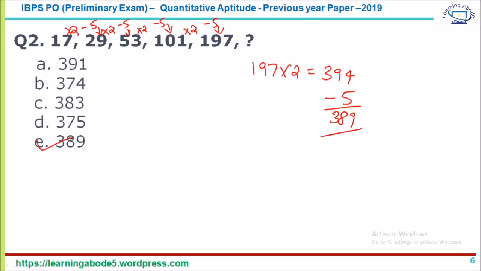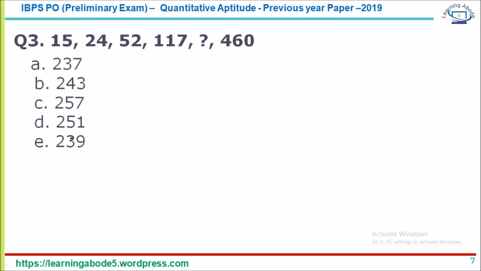That's the logic here. Now the third question, I have 15, 24, 52, 117, question mark, and 468. Now I have a difference 9 here. Here I have 28. Here I have 63. Here, like, we have to find out. So 9, I can look at it as 3 square or 2 cube, 28 and 65. Now when I look at 28 and 65, okay, I can think of 28 as 3 cube plus 1 and 65 as 4 cube plus 1.